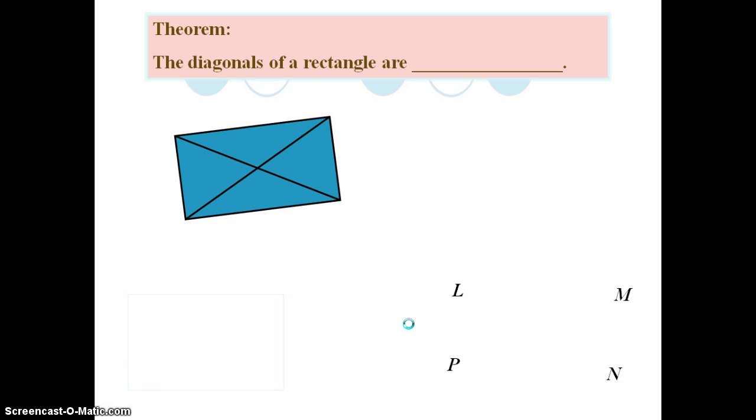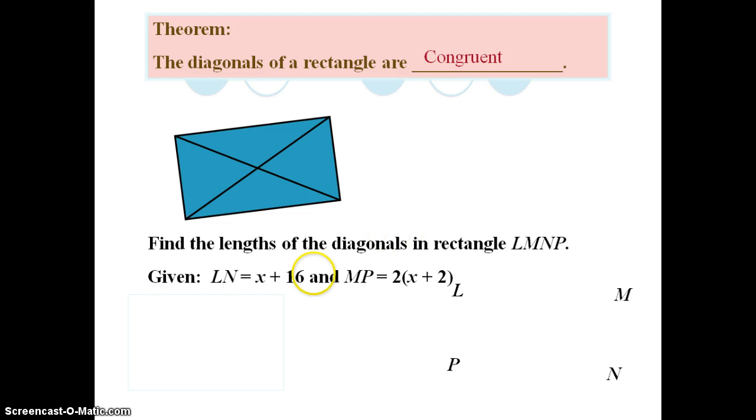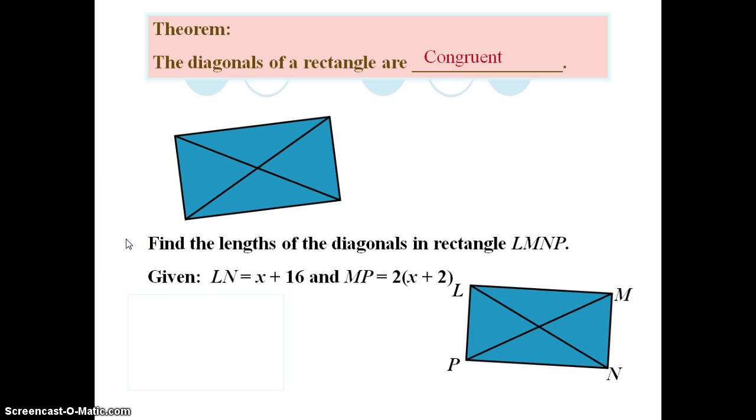Theorem: the diagonals of a rectangle are congruent. Find the lengths of the diagonals in rectangle LMNP, given that LN is x plus 16 and MP is 2 times x plus 2. So LN is a diagonal and MP is a diagonal. Since this is a rectangle, they're going to be congruent, so I'm going to set them equal. I distribute and find x, and you get that x is equal to 12.